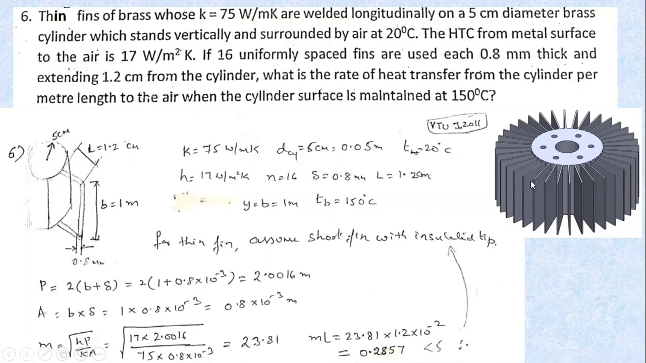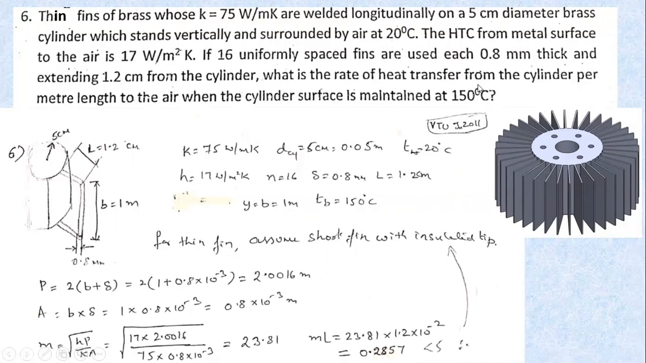So what is the thickness of each fin? That is, the thickness of each fin is 0.5 mm, extending 1.2 centimeter from the cylinder. Please make sure of these words, so that should be the length that you have to consider, extending 1.2 centimeter from the cylinder. That means from the cylinder till the tip, this length is 1.2 centimeter.